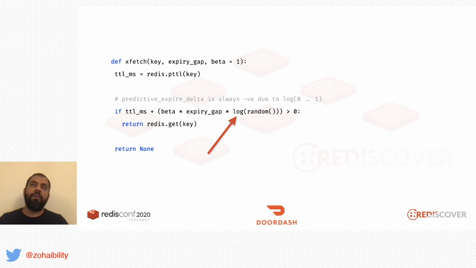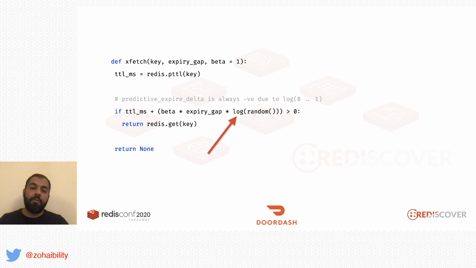So how does doing a log random change it? I would say it's more of a mathematical thing, and I would ask everyone to please look at the paper again. But with the beta and the log random, we are able to distribute this ahead of time eviction very cleanly across the timeline. Just by changing from random to log random, we're able to reduce this load quite significantly.